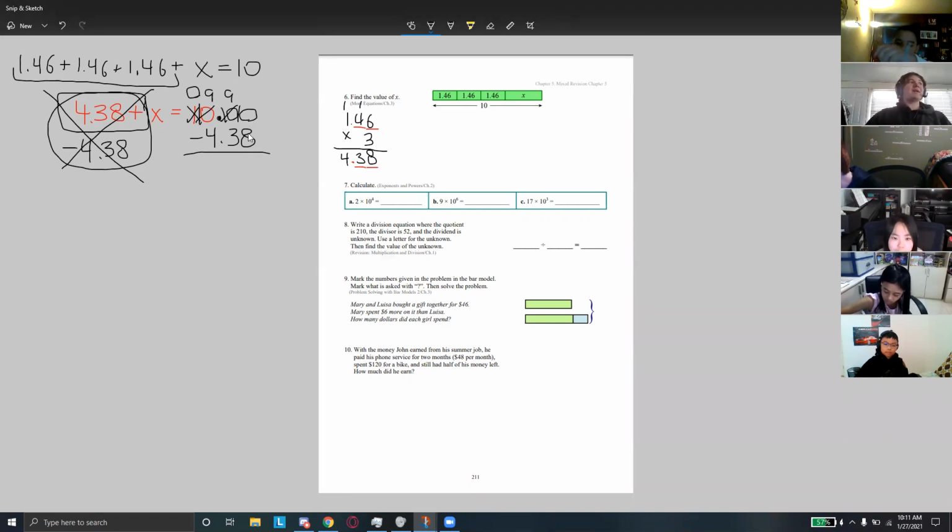So 10 hundredths minus 8 hundredths is 2 hundredths. 9 tenths minus 3 tenths is 6 tenths. 9 minus 4 is 5, and now we have nothing in the tens place. So I'll drop the decimal straight down, and there we go. It seems that x, which is left over, x is equal to 5 and 62 hundredths.